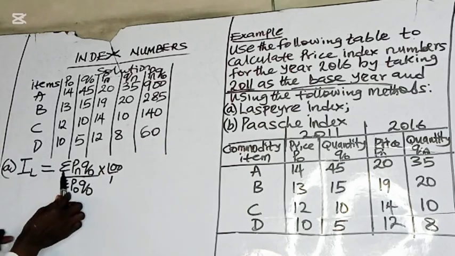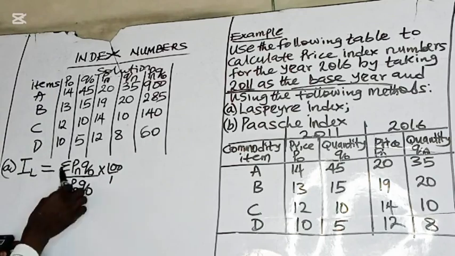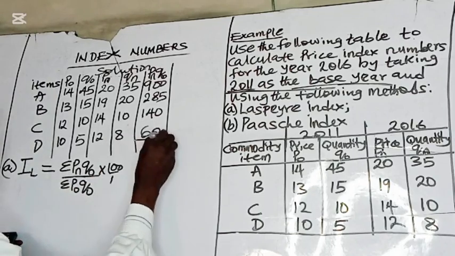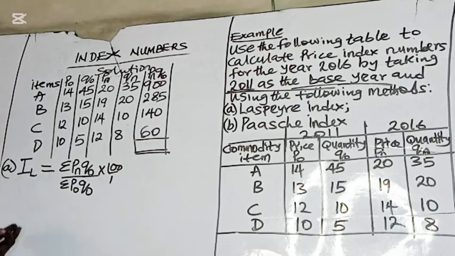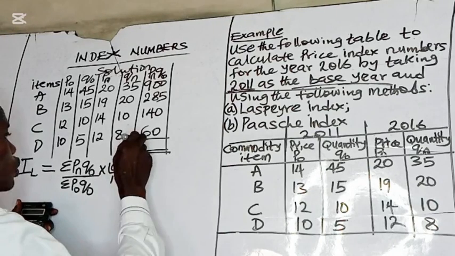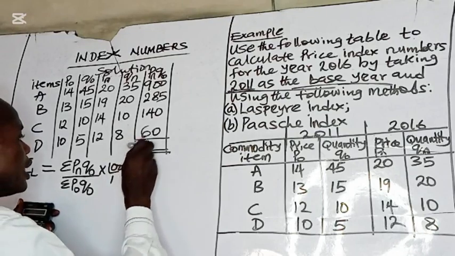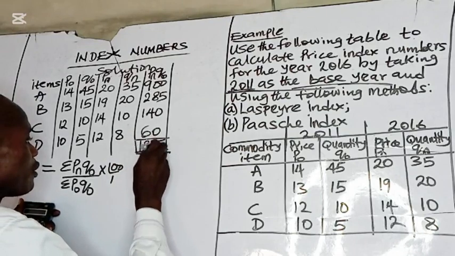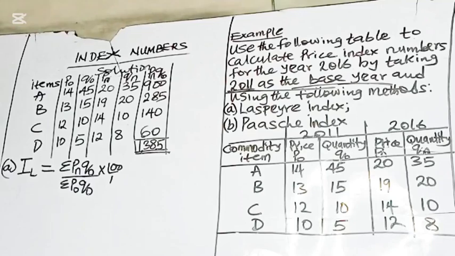Then this symbol means sum of. Sum of means total. You have to total it. Now let's total that. 60 plus 140 plus 285 plus 900. The total is 1,385. You have the result to be 1,385.